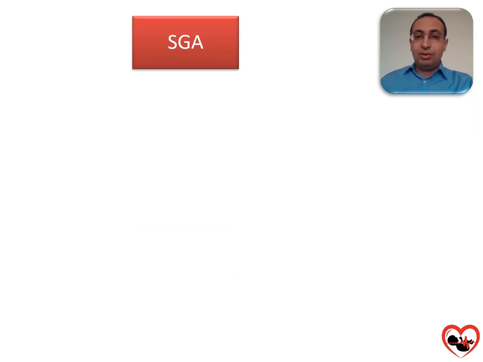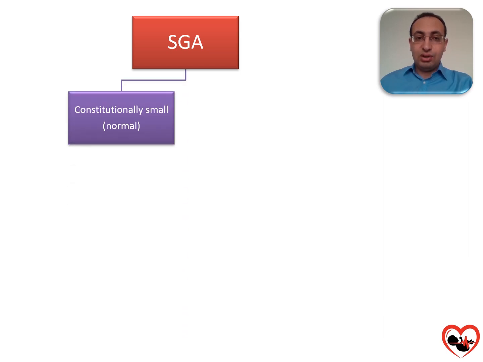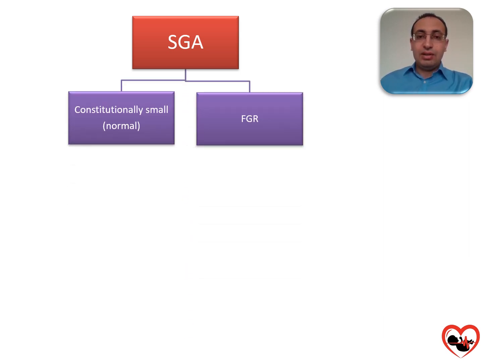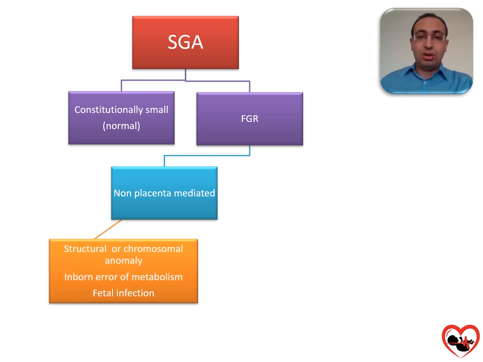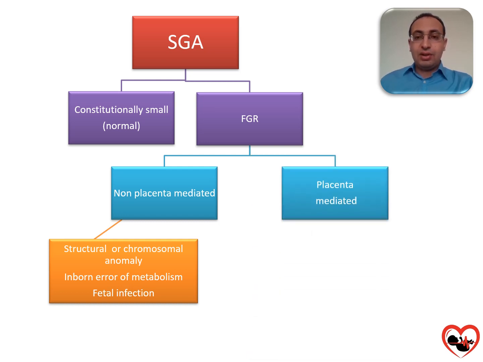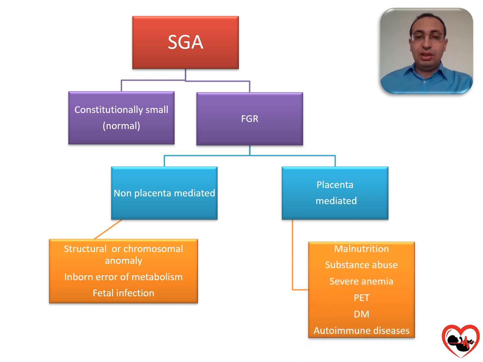So the small for gestational age, as we said, is divided into 2 categories: the constitutionally small and the fetal growth restriction. The fetal growth restriction is further subdivided into non-placenta mediated causes as structural or chromosomal anomaly, inborn error of metabolism, fetal infection. And the other category is placenta mediated as malnutrition, substance abuse, preeclampsia, diabetes, severe anemia, or autoimmune diseases.